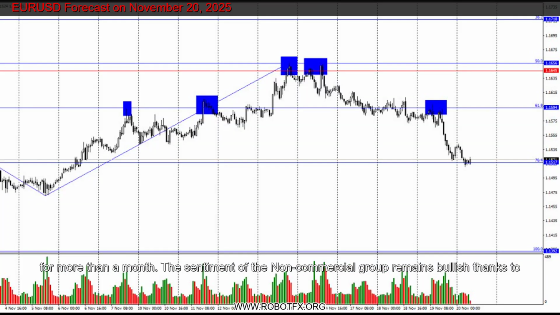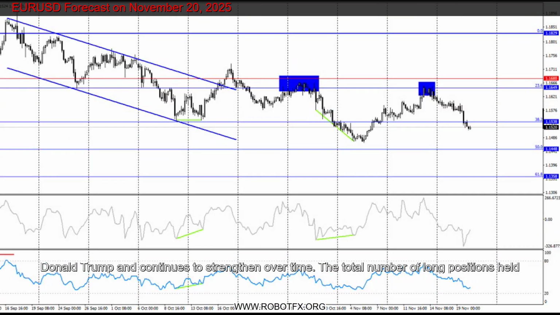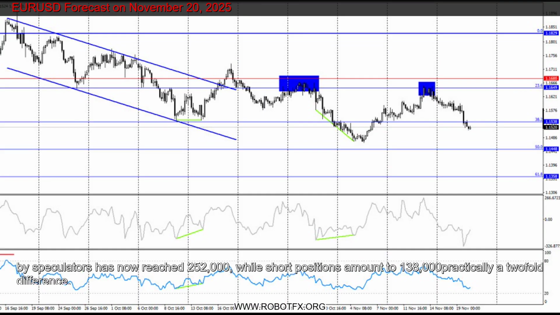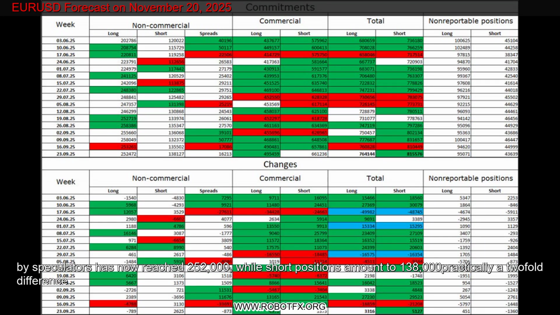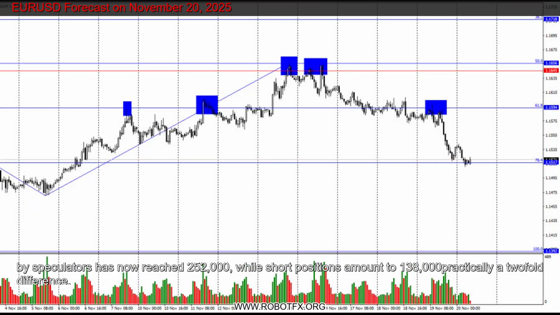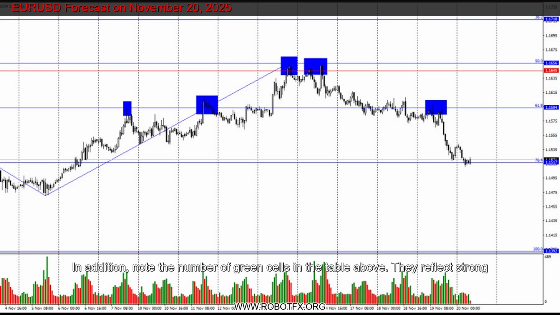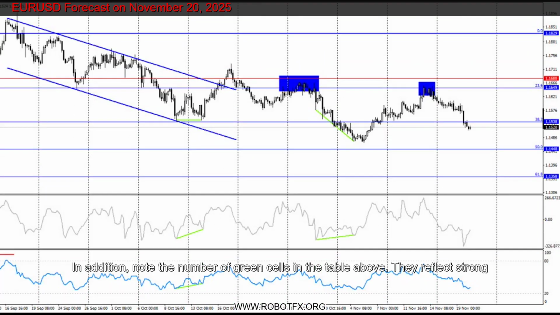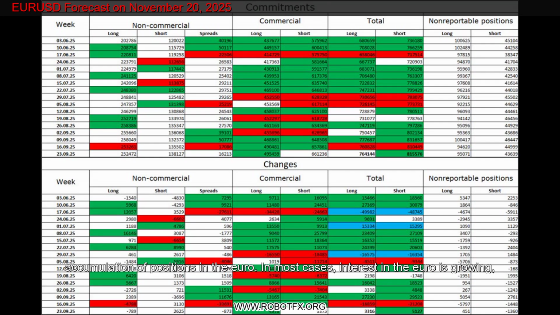In addition, note the number of green cells in the table above. They reflect strong accumulation of positions in the euro. In most cases, interest in the euro is growing, while interest in the dollar is declining. For 33 consecutive weeks, large players have been reducing short positions and increasing long ones. Donald Trump's policies remain the most significant factor for traders, as they may cause numerous problems with long-term, structural consequences for America. Despite the signing of several important trade agreements, many key economic indicators show decline.